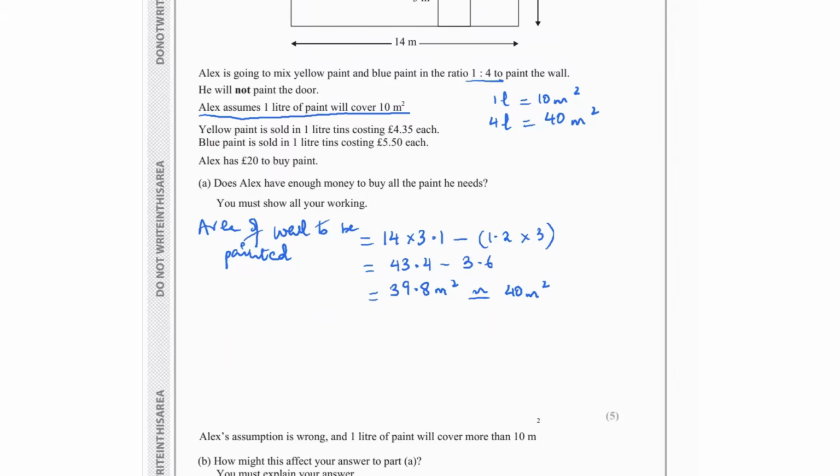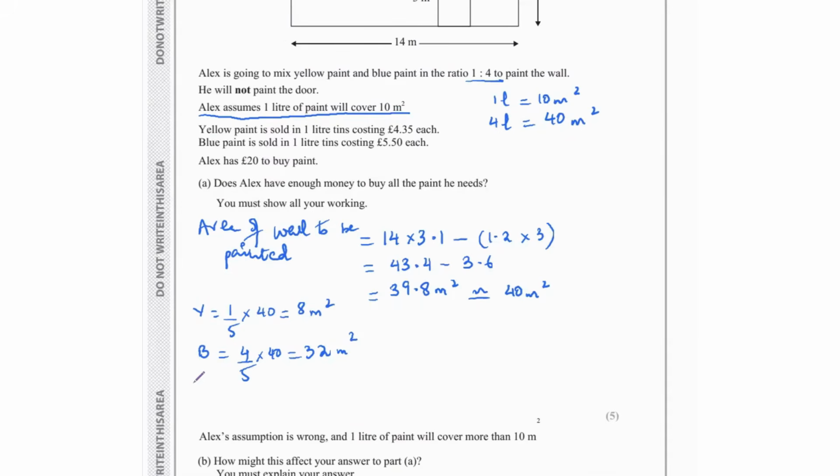So what we can do is now we can find the number of tins we'll be using for yellow and blue paint. So for yellow, it's going to be 1/5 of 40, because 40 meters square is the rounded area that we'll be painting. So that's 8. And then for blue, it's going to be 4/5 of 40, which is going to be 32. So 8 meters square is going to use yellow and 32 meters square is going to use blue.